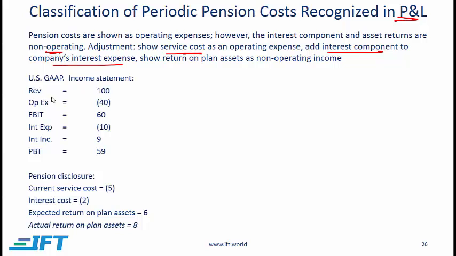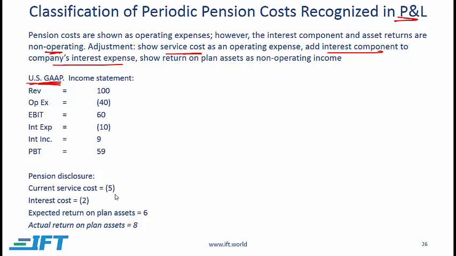Let's consider a very simple example. We have a company which follows US GAAP, and it has this income statement. We also have a pension disclosure which says that the current service cost is 5.